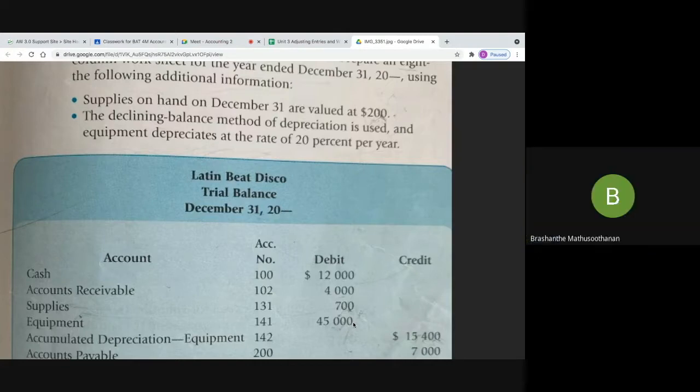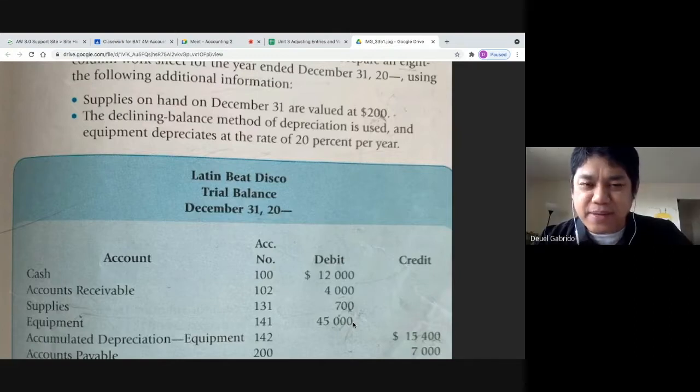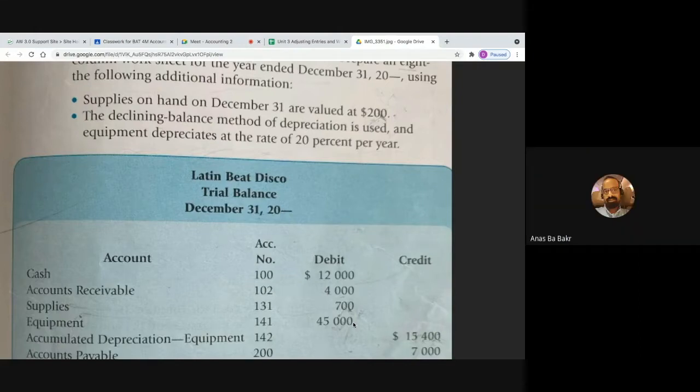Old. New. Okay, somebody says new. Who says old? Me. Why? Why did you say old? Because we use it after that. We use this money.